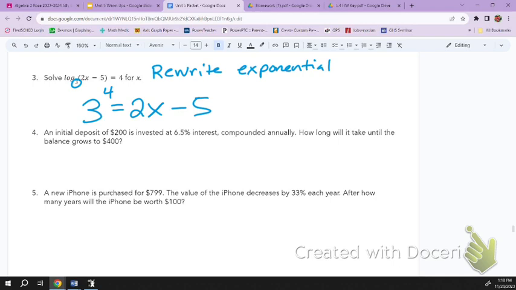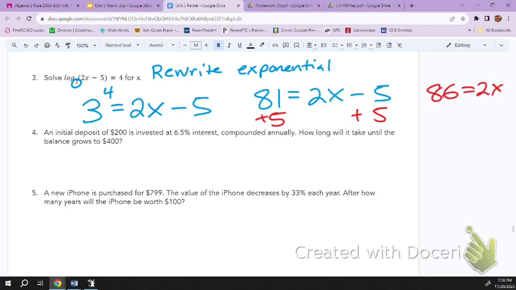What's 3 to the 4th power? 81. So I can do that in my calculator. 3 to the 4th power. And now I'm just solving a one variable equation. How do I solve for x? Add 5. And then divide it by 2. We should get x is 43.